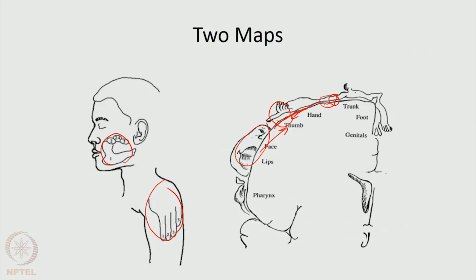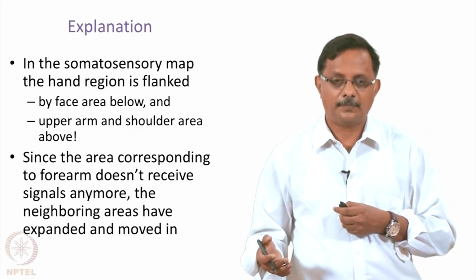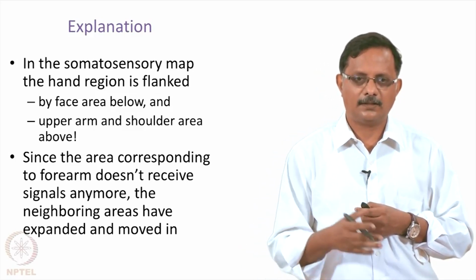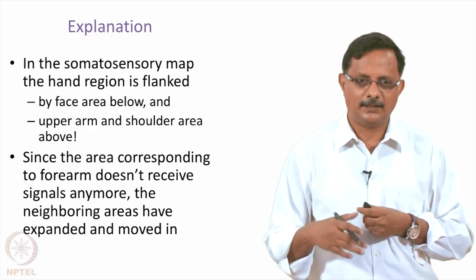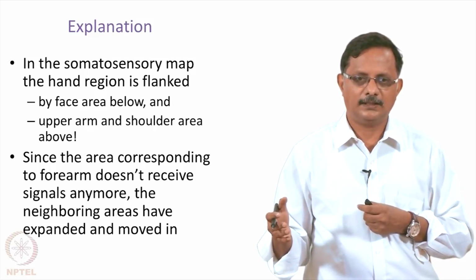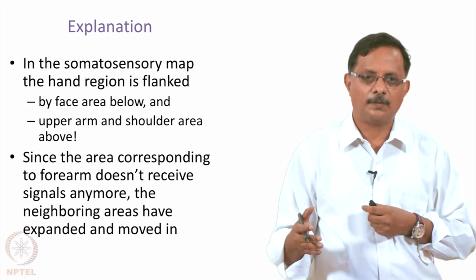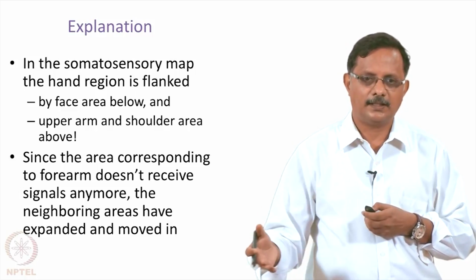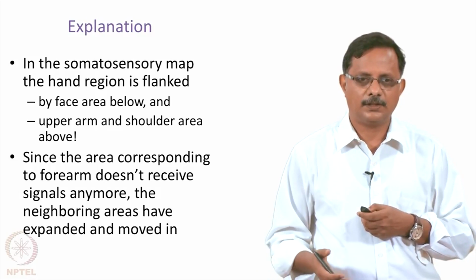This is the reason why there is a whole map of the hand on the face and also on the upper shoulder. The somatosensory map region, like I just explained, is flanked on one side by the face area and on the other side by the upper arm and the shoulder area. Therefore, when the area corresponding to the forearm does not receive any signals, the neighboring area expanded and encroached into this area.